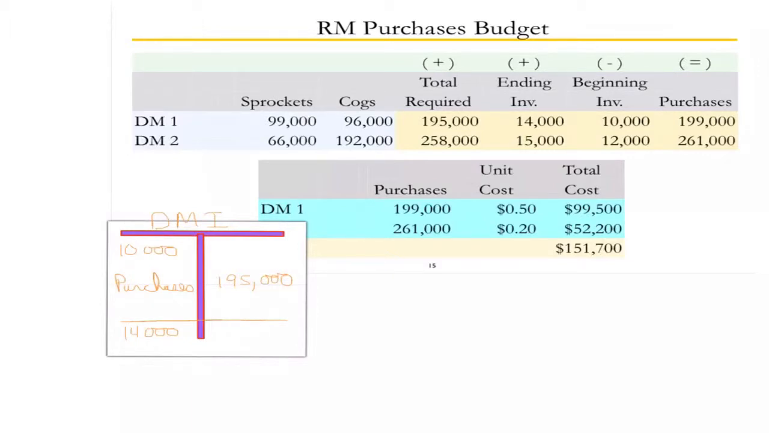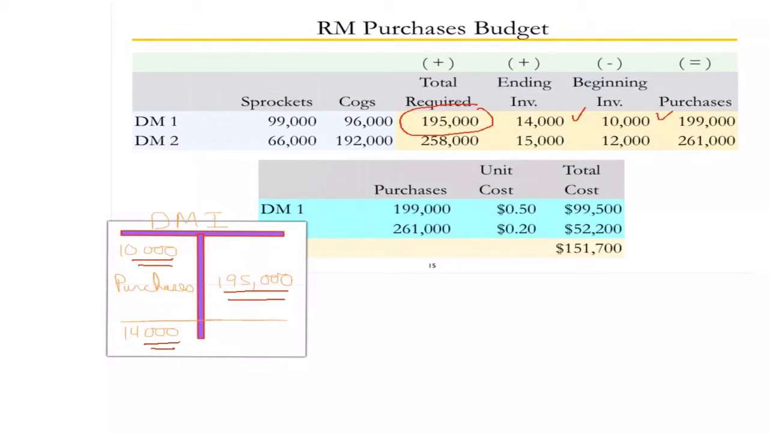Now we're going to take a look at the raw materials purchases budget. I'm just going to work through direct materials 1. We started off with 195,000 units as being the requirement for material 1. So this would be a credit to the raw material for direct material 1. The problem says the ending inventory is 14,000, and we put that into our T account. The beginning inventory is 10,000, and we put that into our account.